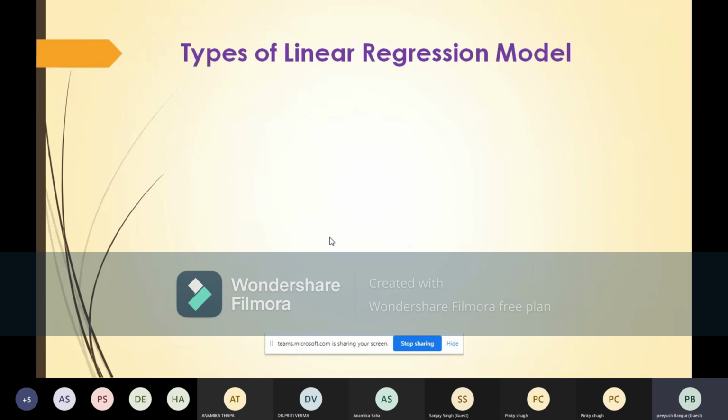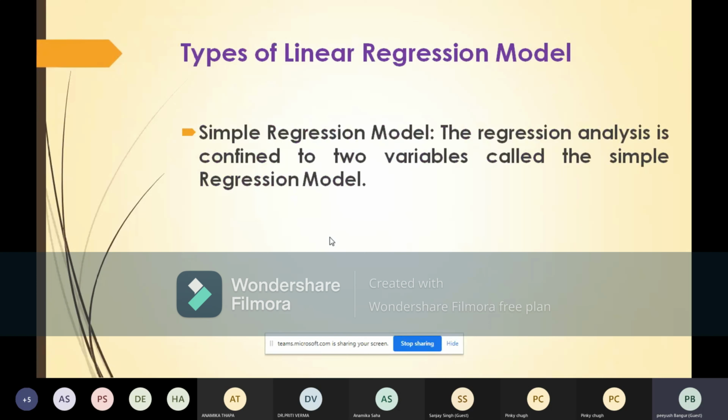Now, types of linear regression model. There are basically two types of regression model. Number one is the simple regression model. What happens in this model? The regression analysis confined to two variables is called the simple regression model. Like I have to check the impact of variable A on variable B, or I have two variables and I have to check the impact of one variable on the other. Then the simple regression model is the best model, because it will tell you each and everything, like risk, like deviation from the mean.